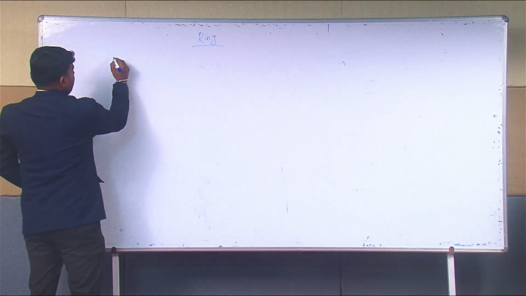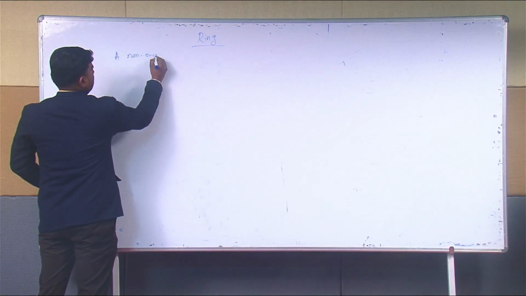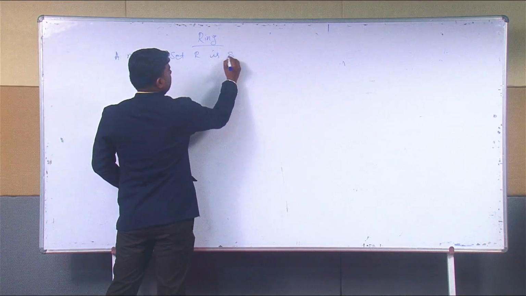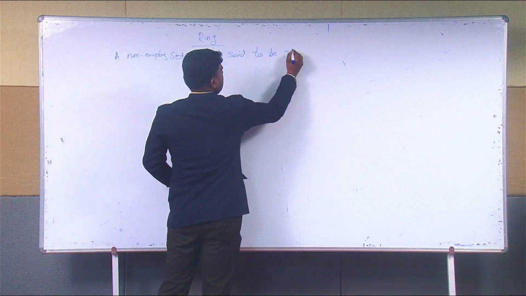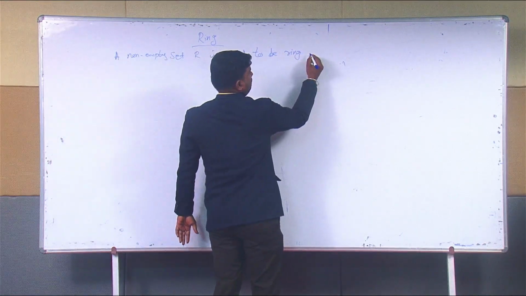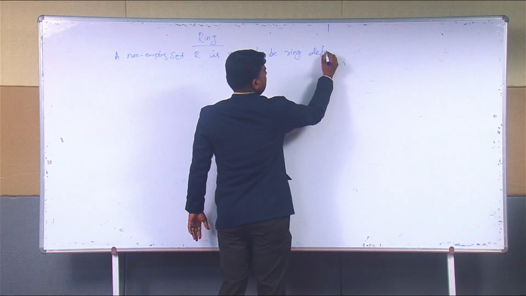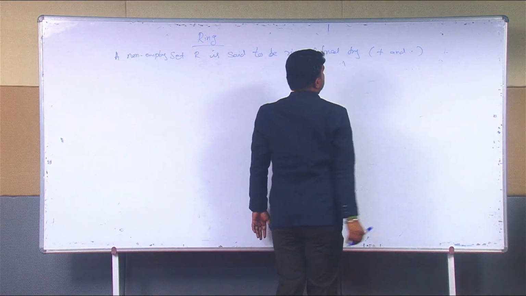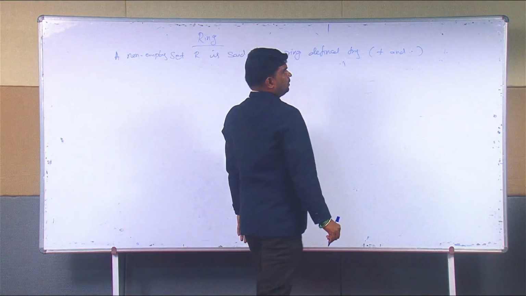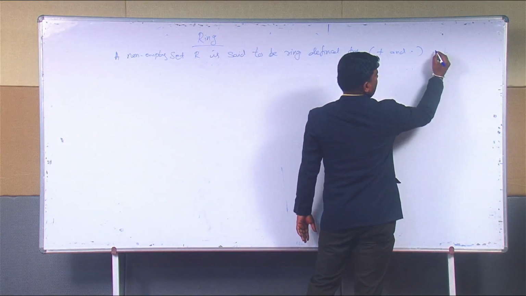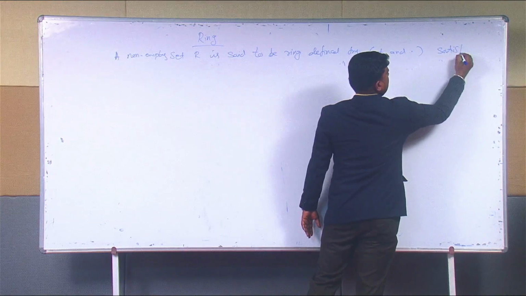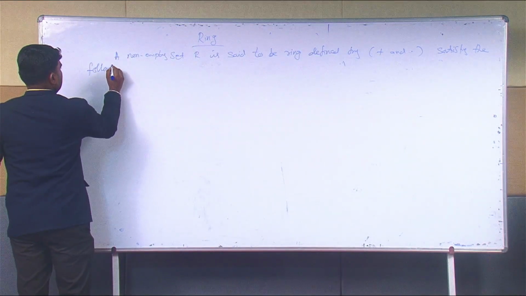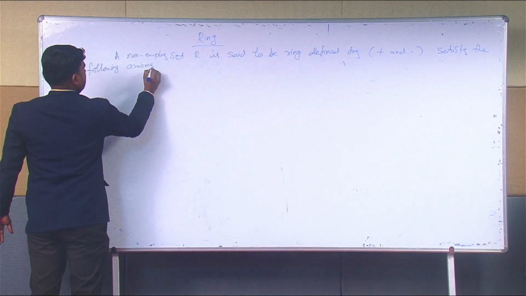First we take a non-empty set. A non-empty set capital R is said to be a ring, defined by plus and dot, if plus and dot satisfy the following axioms.